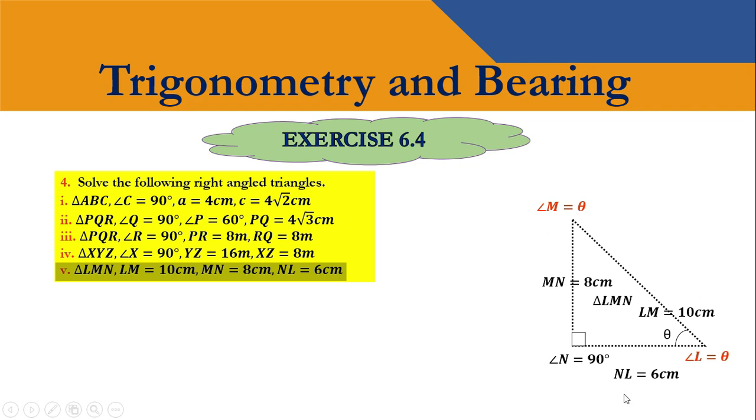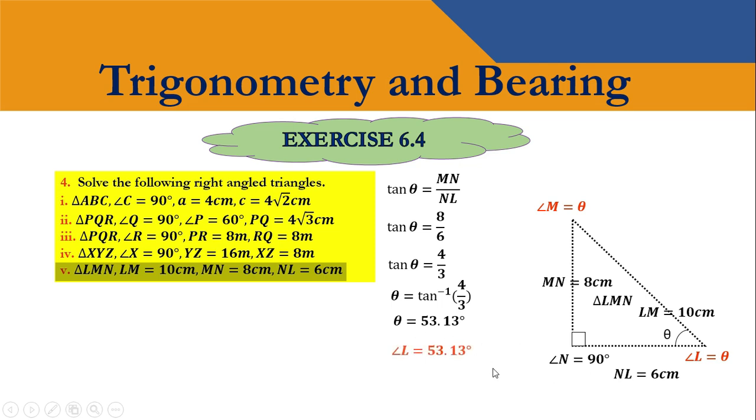So we have all the sides, we just need to find the two angles, so we can use any trigonometric ratio. So we will use tan theta again, MN divided by NL. So perpendicular divided by base, and with the help of a calculator we can find this angle, which is equal to 53.13 degrees. So we have the 90 degree angle and the angle of the base. We can subtract both of these angles from 180 degrees to find our third angle, which is angle M, 36.87 degrees. So question number 4 is completed.